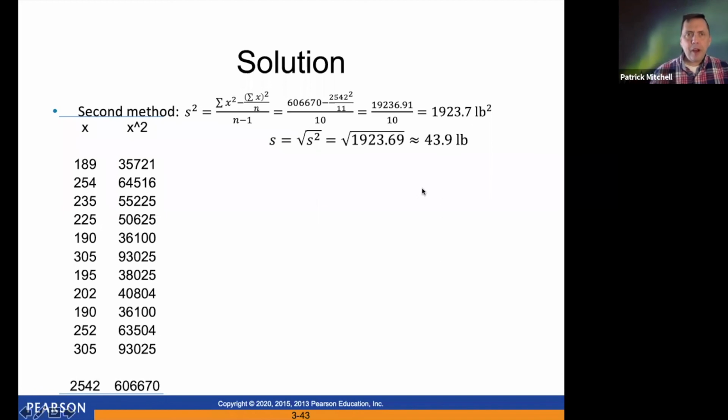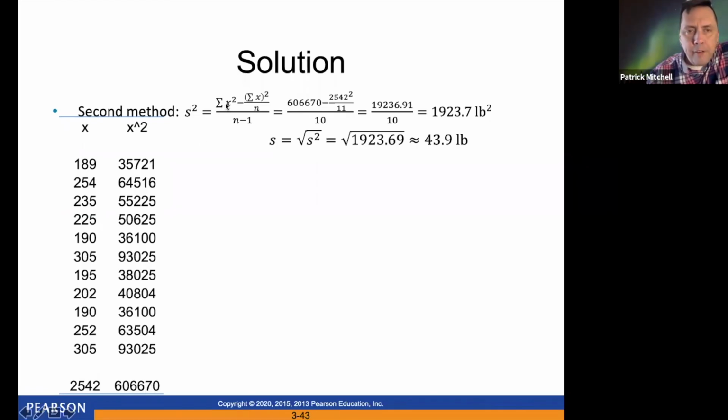All right, here we go. So notice it says second method. That actually makes sense now. So again, just 2 columns. First column lists all of the data values. In the second column, list the squares of those values. Add the first column together, you get 2,542. Add the second column together, you get 606,670. So you put those in the formula.